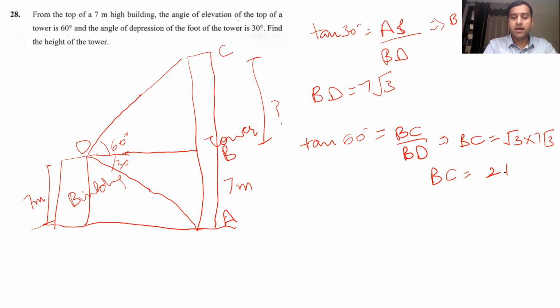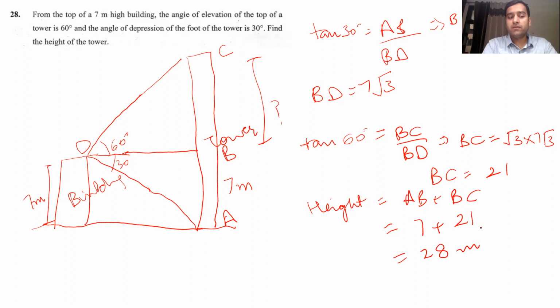Okay, now the height of the tower is AB plus BC, which is equal to AB is 7 plus BC is 21. So it is equal to 28 meters. In some places I haven't mentioned the unit, as we are working in meters all the way. So all these units are meters, like BD is 7 root 3 meters and BC is 21 meters. So the height of the tower is 28 meters. We can proceed to the next question.